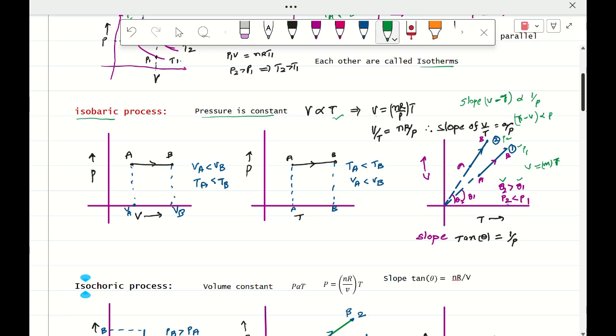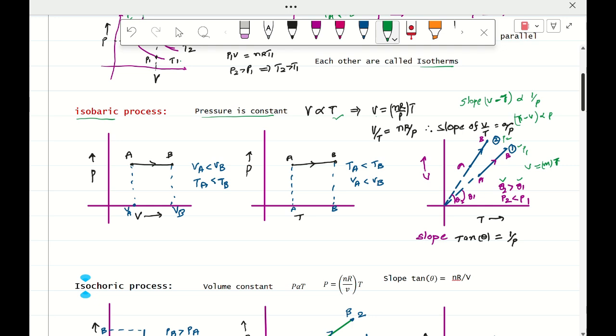That means theta 2 is more, and theta 2 represents the pressure P2 for V and T values. You understand, right? The pressure is represented by the slope of the VT graph. That is P2. P2 is less than P1. So more slope, less pressure. Smaller the pressure, more the angle. Smaller the angle, more the pressure, or more the slope. Pressure is nothing but slope here.